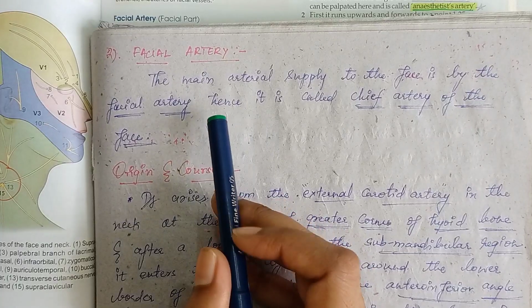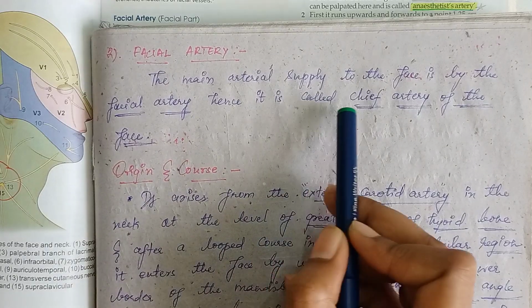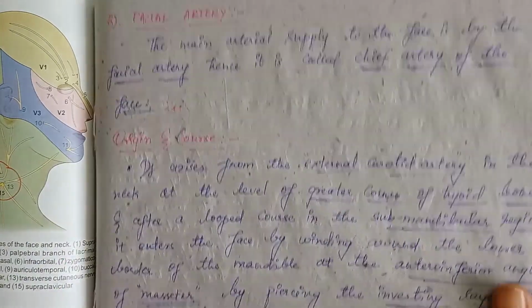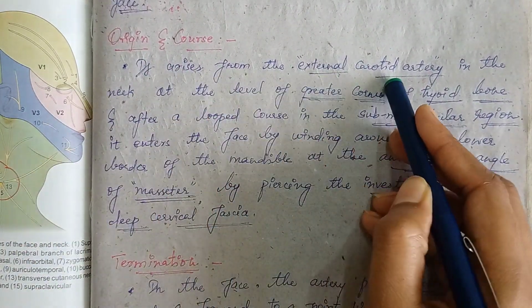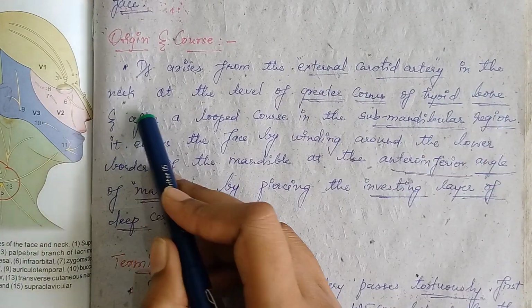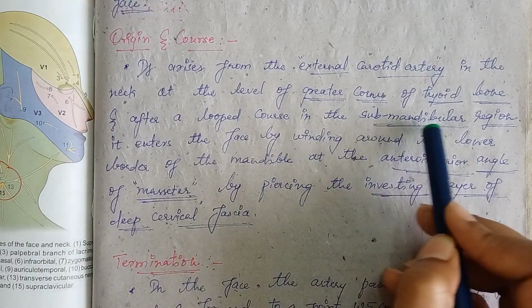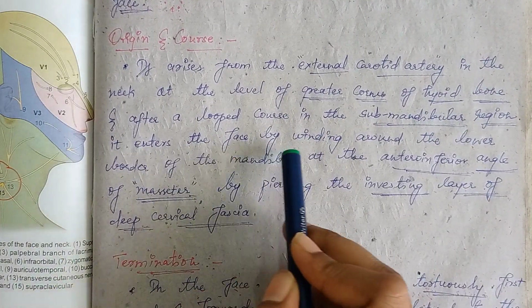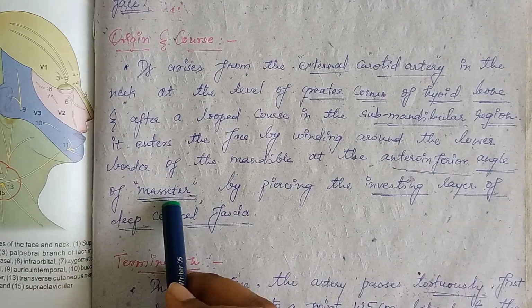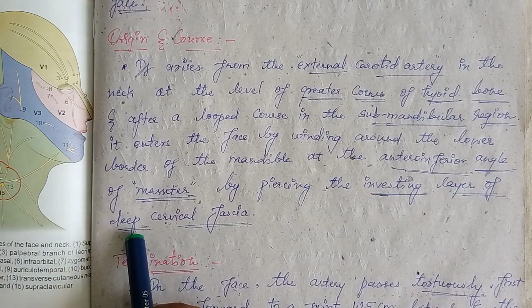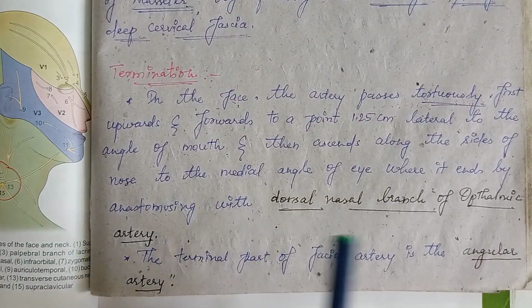The main arterial supply to the face is by the facial artery, hence it is called the chief artery of the face. So, the origin and course: it arises from the external carotid artery in the neck at the level of the greater cornu of the hyoid bone, and after a looped course in the submandibular region, it enters the face by winding around the lower border of the mandible at the antero-inferior angle of the masseter by piercing the investing layer of deep cervical fascia. This is about origin and course, and let us see about the termination.